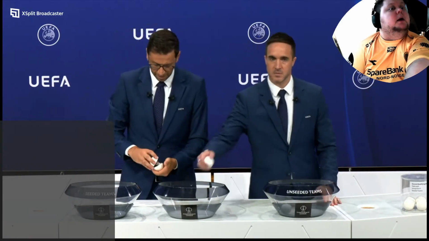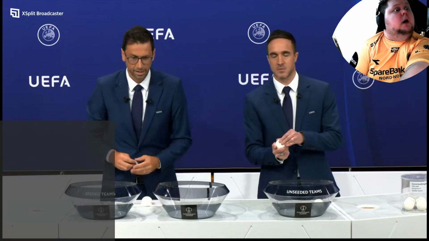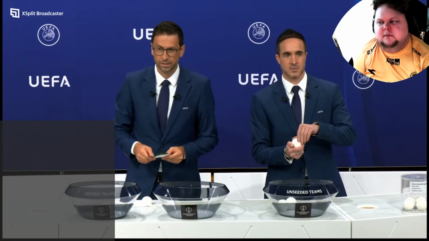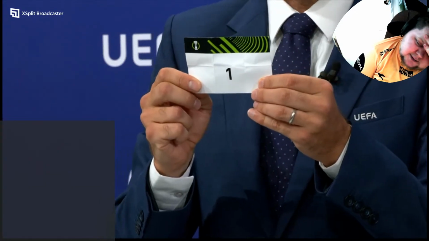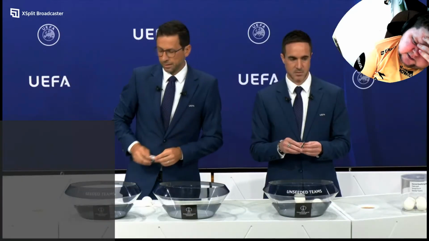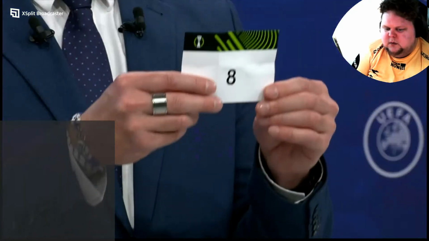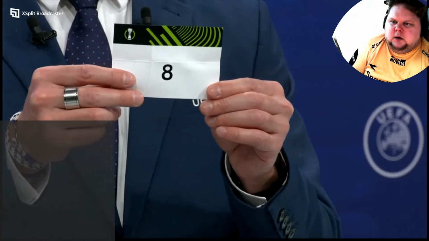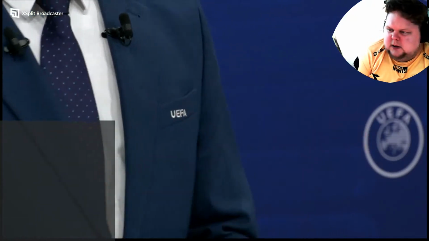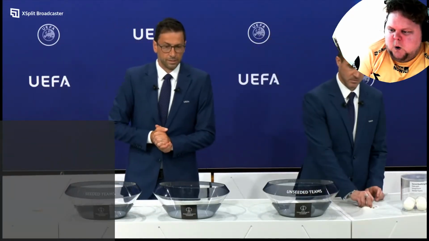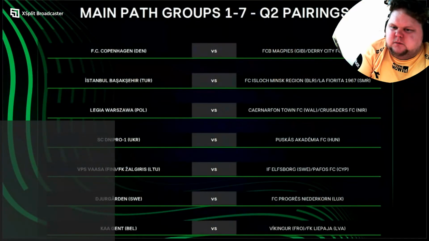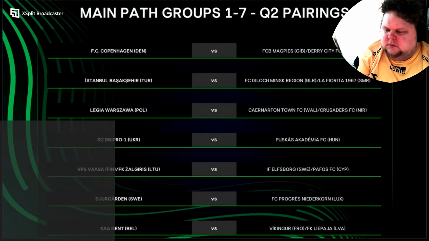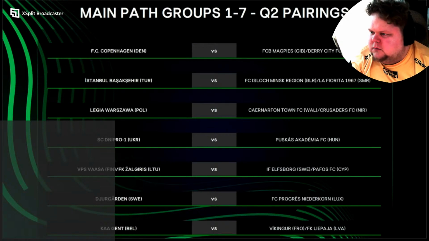Let's find out the next pairings. And as always, the first teams will play the first leg at home. It will be all teams assigned to number 1. And their opponents will be all teams indicated with the number 8 in these 7 groups. So this leads to the following results. FC Copenhagen from Denmark will play against FCB Magpies from Gibraltar, or Derry City FC from Republic of Ireland.